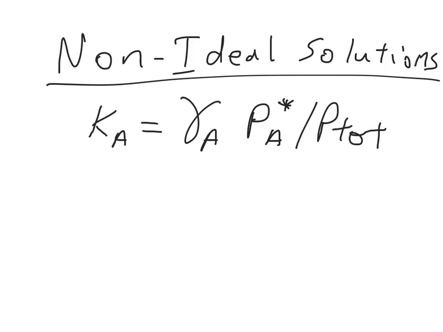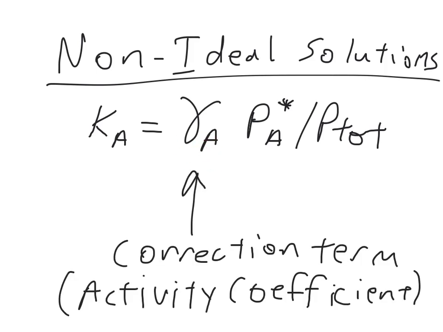The only difference between this and an ideal solution of Raoult's law is this part right here. This term is a correction term to correct for the non-idealities, and it's known as the activity coefficient. For an ideal system, this activity coefficient is 1. And if it's 1, then this equation just simplifies to the case for Raoult's law.